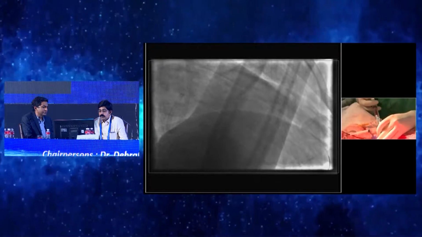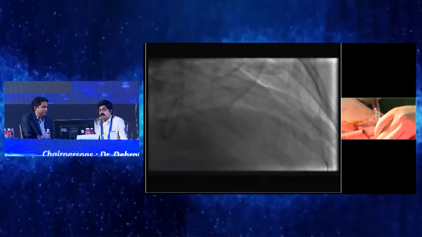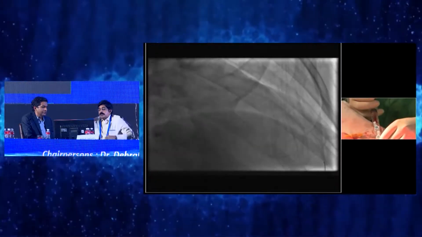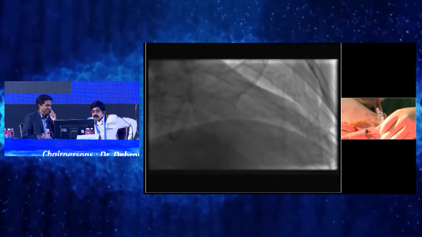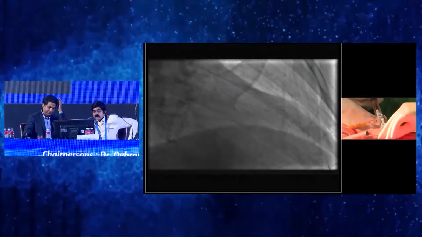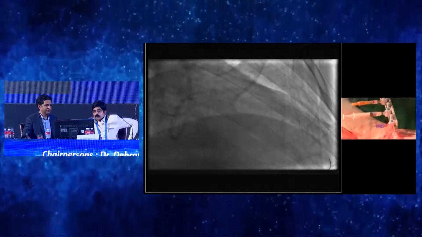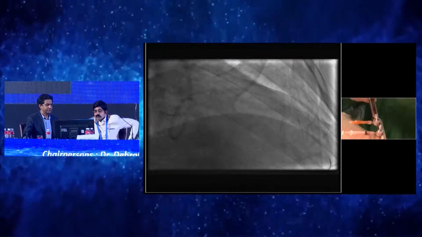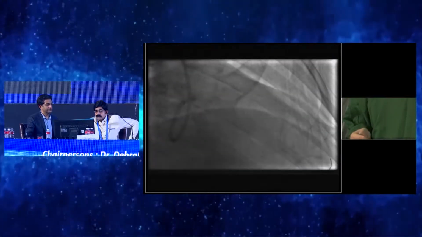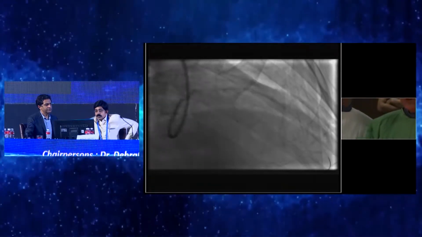So yeah, no, so my wire was a Fielder XTA. I feel comfortable with this wire, and if the distal cap caused problems, I would have changed to a slightly stiffer wire. My choice would have been a Gaia 2. So I'm going to show you how it looks now.